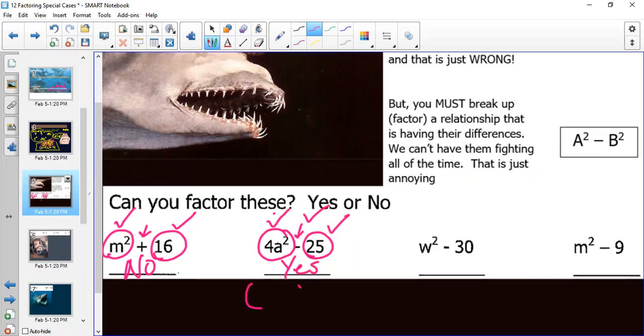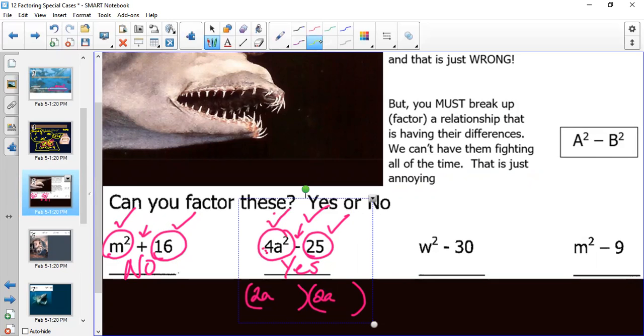So we're going to break it up into two binomials. You take the square root of the first term. So the square root of 4a squared is 2a. 2a times 2a gives you 4a squared. We put that first term in each of the parentheses for the first number.